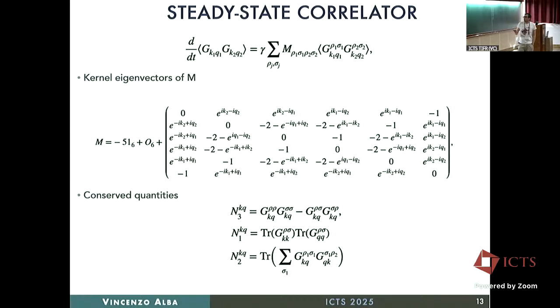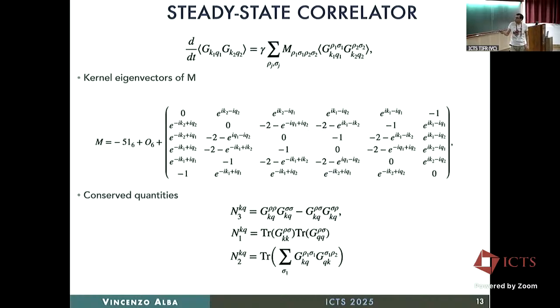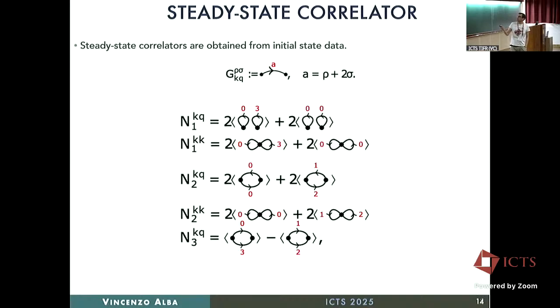Now, you can actually use the information about conserved quantities to determine all the correlators that are non-zero in the steady state. Because you always have enough conservation laws that allow you to determine all the non-zero steady state correlators. For instance, here for the second moment, these are the relations: by inverting this system, you can determine all the steady state non-zero correlators in terms of these conserved quantities.